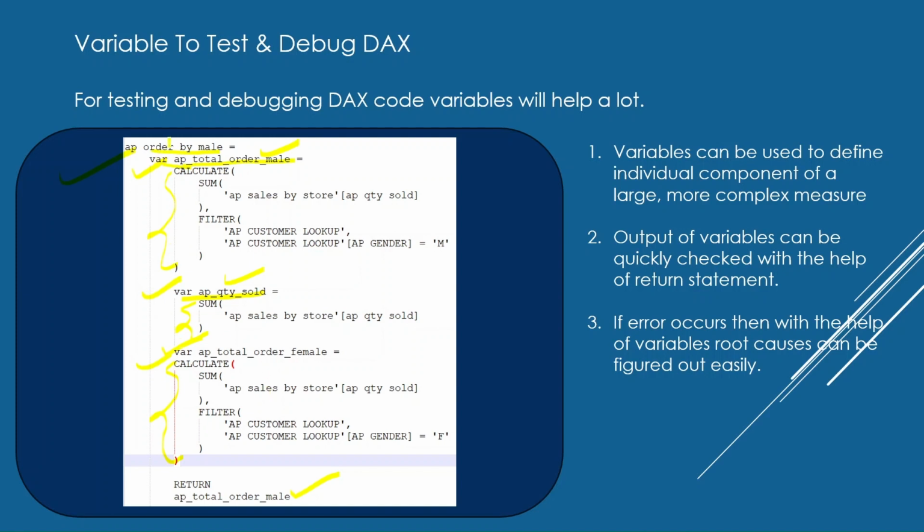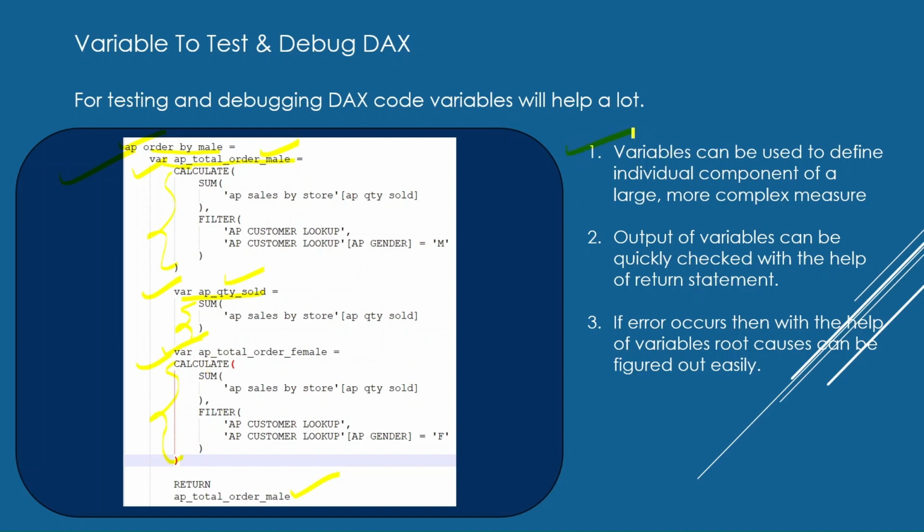The output of this measure will be based on the return statement. Whatever variable we are returning here, this measure's output value would be that only. So here we are returning AP total order mail. Whatever the expression is executing and whatever value it calculates, the value of this measure would be that only.